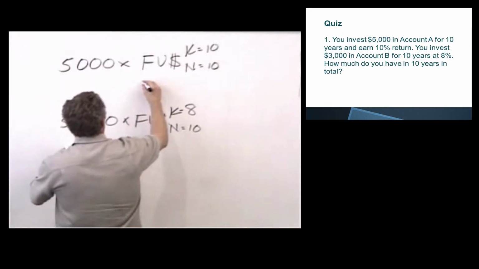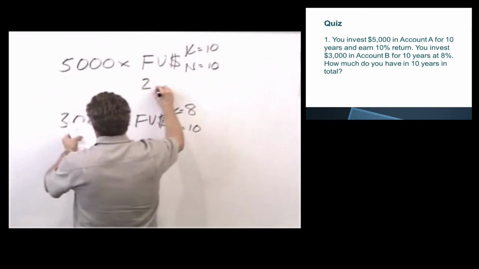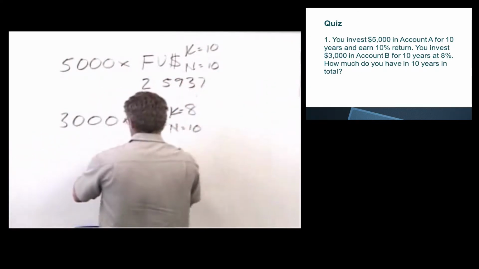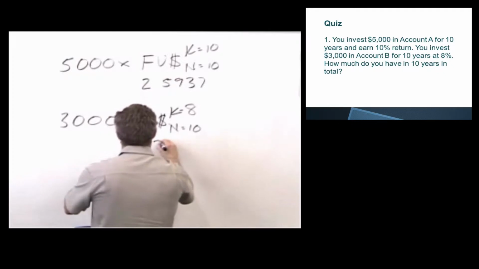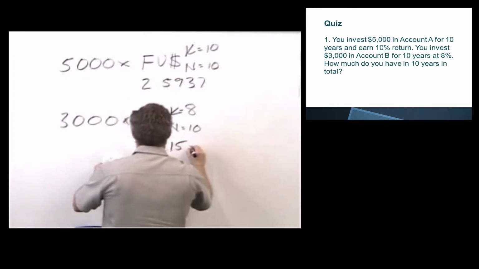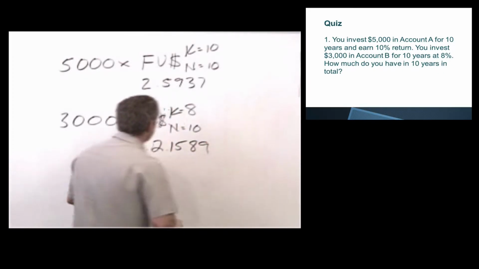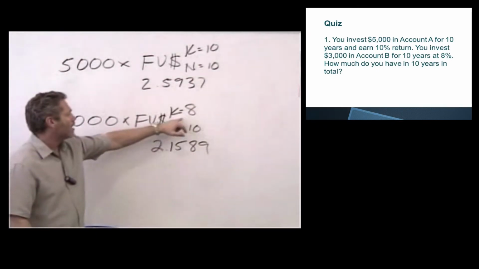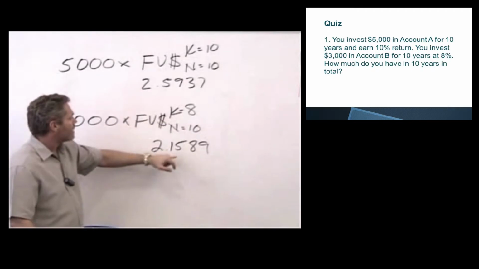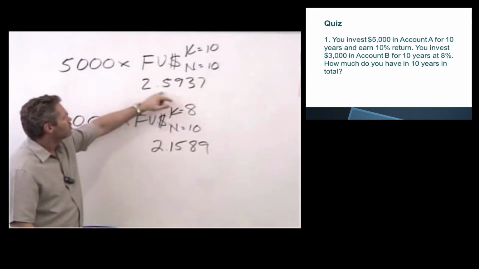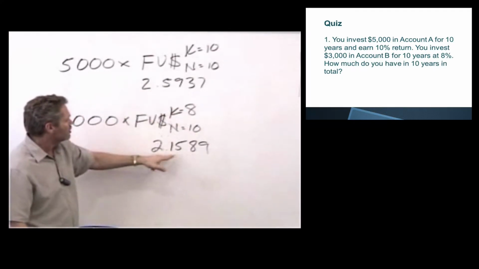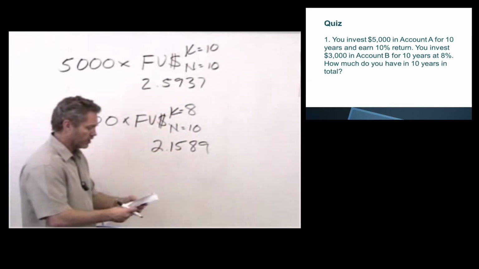In the first one, we get 2.5937, and the second one is factor 2.1589. Since we're investing and going into the future, if we earn a higher rate of return, the factor is going to be higher. And so my 10% rate of return certainly needs to be higher than the factor for an 8% rate of return.